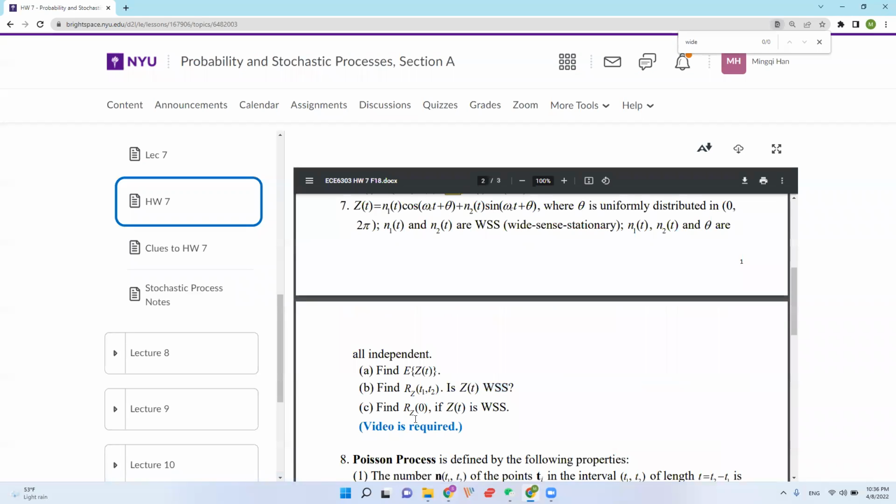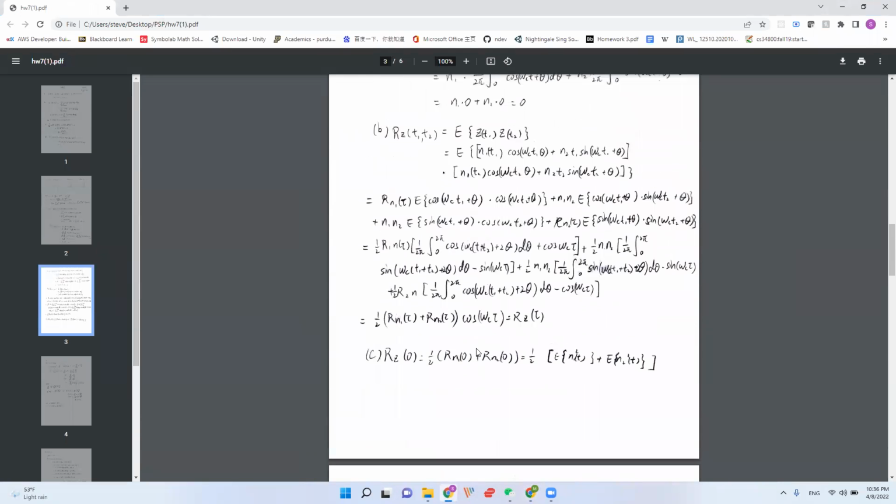Finally, we're supposed to find R_Z(0) if Z(t) is WSS, which we found in the previous question to be true. R_Z(0) is here. So plug everything in. R_Z(0) is just 1/2 of this thing, and instead of having tau, we have 0. For cosine of omega_c tau, we have a 0 here, and cosine of 0 is just 1, so we don't have to worry about it.